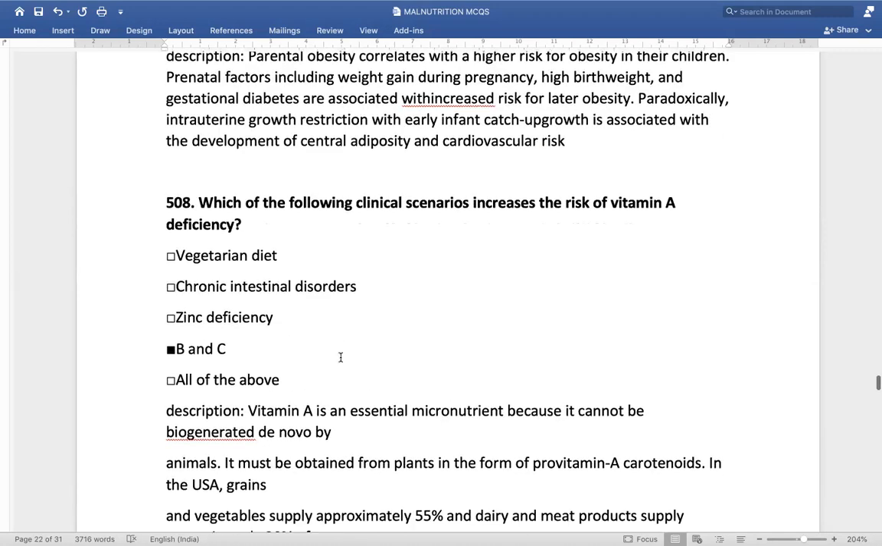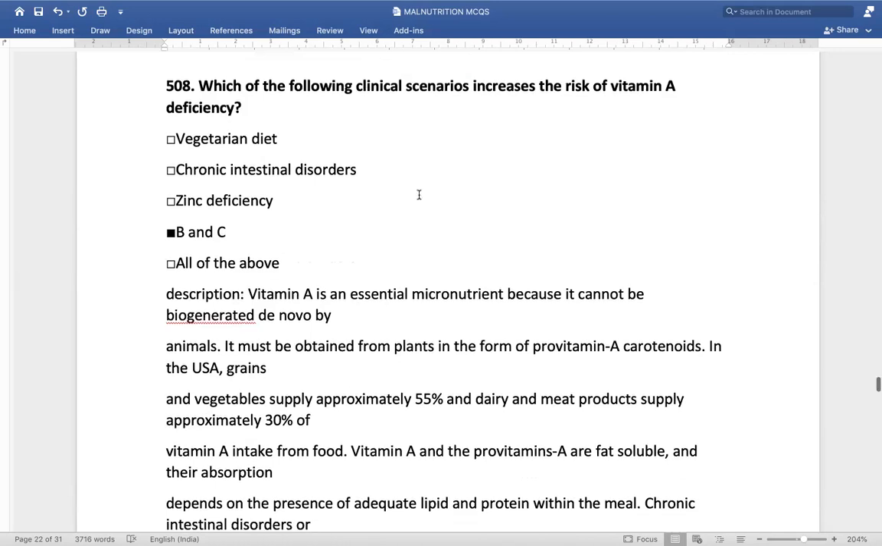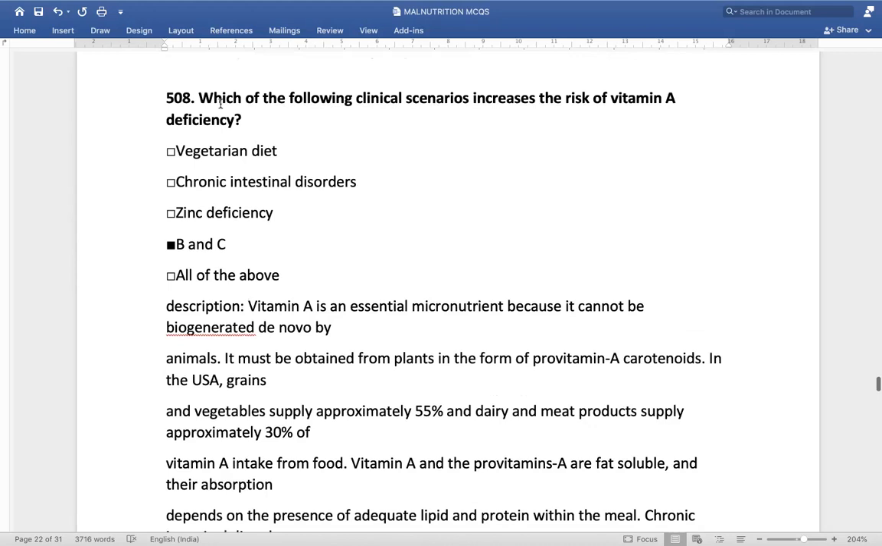So these are not the very important questions. There are some questions which have been taken from Nelson pretest. Which of the following clinical scenarios increases the risk of vitamin A deficiency?